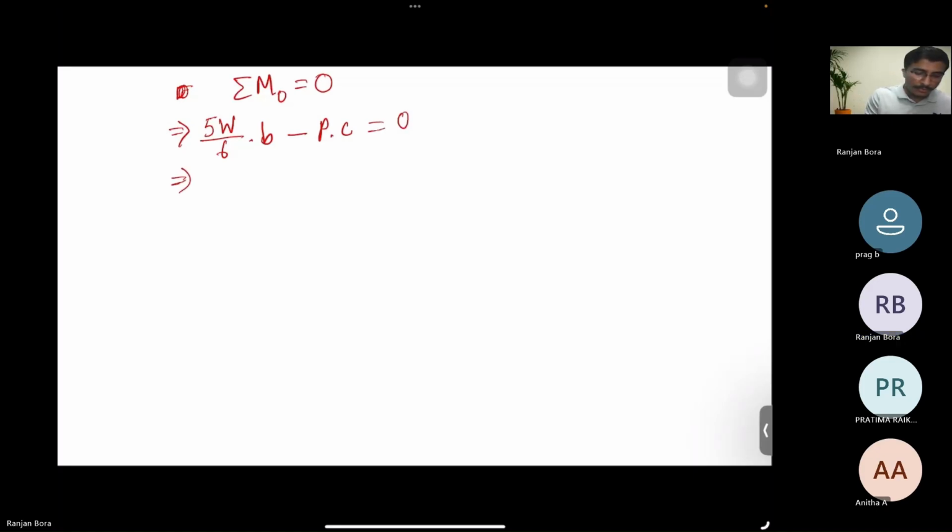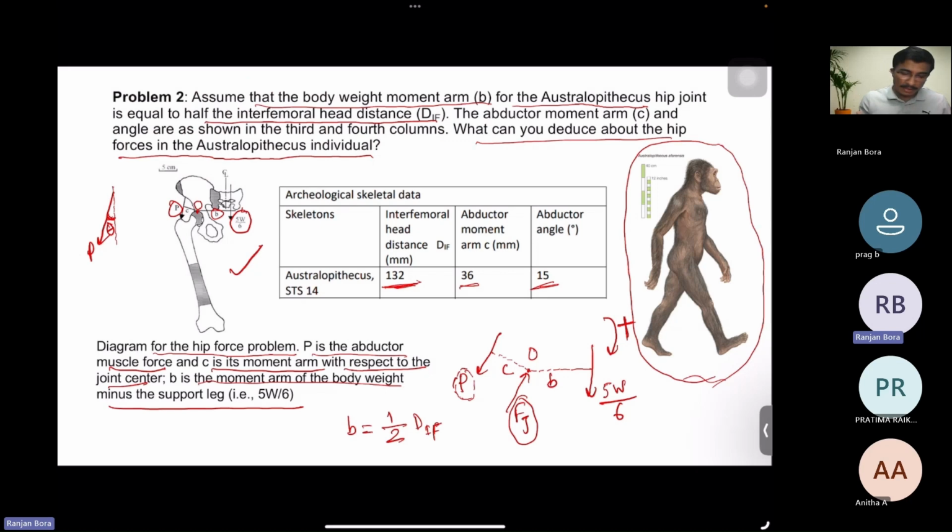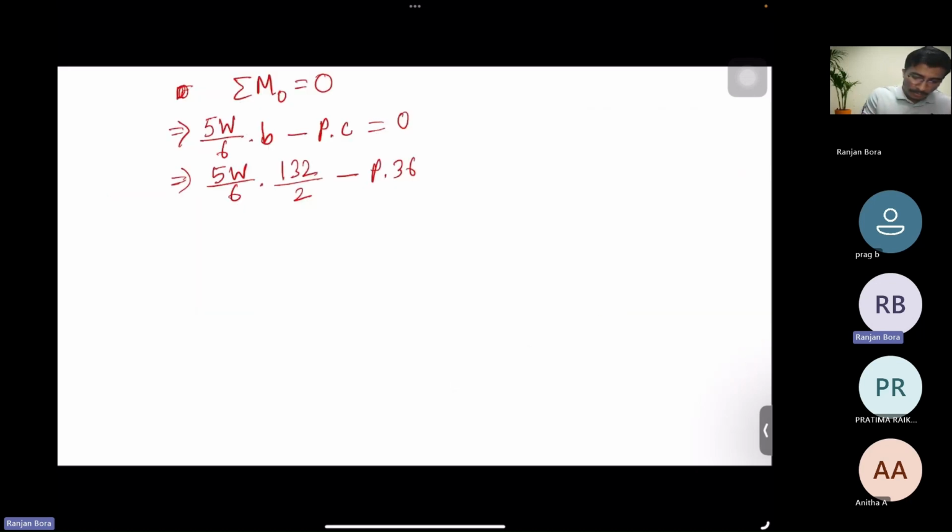From here, B is given as half of DIF. DIF is given as 132. So 5W by 6 dot 132 by 2 minus P dot C, how much is C? C is 36, equal to 0. From here, we can find the value of P.